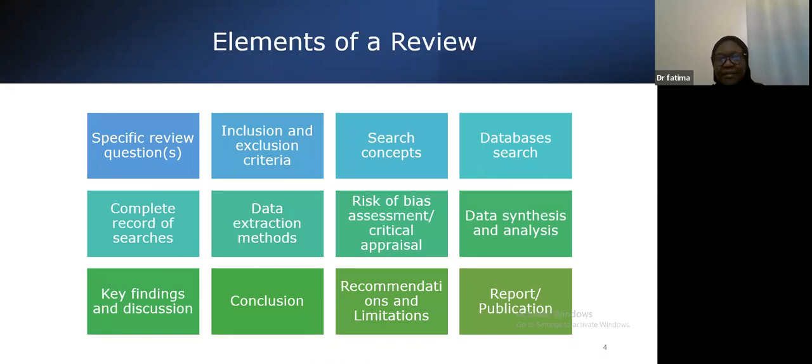So we have some elements of a review. First, you need to define your question. Every review has a defined question. You need to select what to include and what to exclude, so a review has inclusion and exclusion criteria. It has a search concept. You need some databases to do the search, and you need to extract the data, assess the quality of the data, then synthesize the information you want, and then report your findings. This is the same path for all types of reviews, regardless of whether it is a quantitative or a qualitative review. So systematic reviews with meta-analysis, systematic reviews without meta-analysis, qualitative evidence synthesis, and all other types of reviews have to go through this path in order to have the final report.